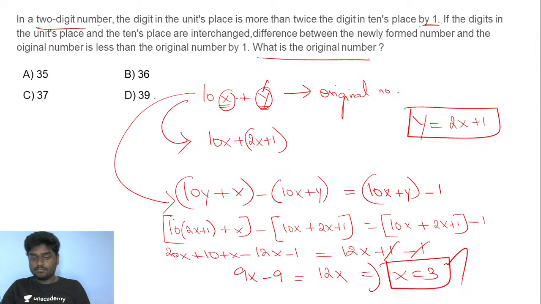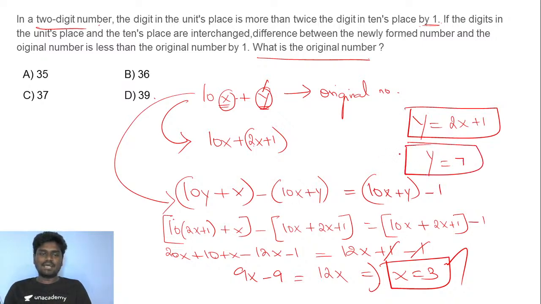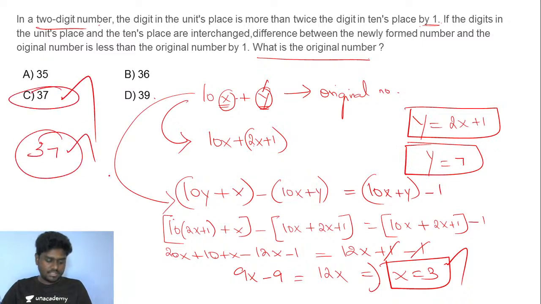The digit cannot be negative, so if you get minus 3 also, it should be plus 3, right? So if you try to find the original number, you got the value of x is equal to 3, so y is equal to 3 into 2, 6, 6 plus 1, 7. So the exact original number is 37. So the answer for this question is option C. 37 is the original number, right? Based on the given conditions, if you try to solve this, you'll get the answer to be option C, 37. Okay. Next question.